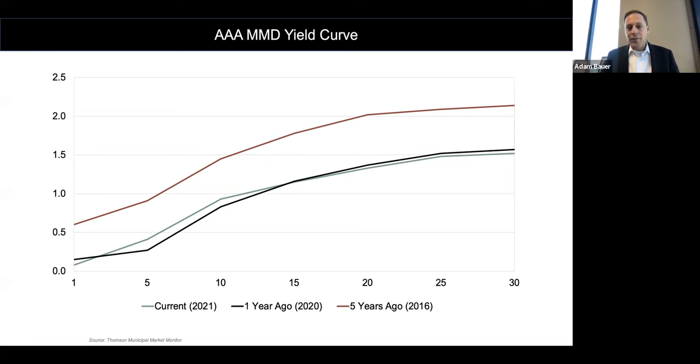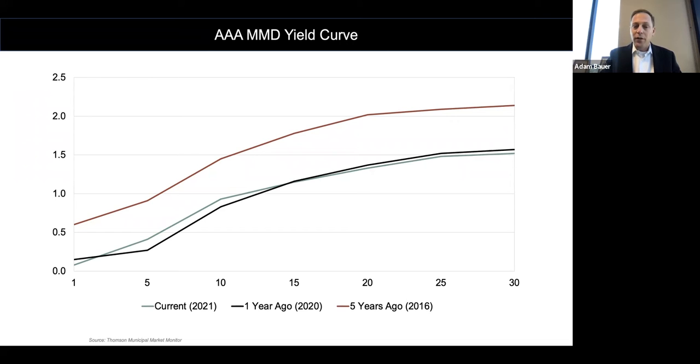One thing that I found interesting this week was if you look at the light green, which is current, the shorter end, other than that first maturity or two, are a little bit higher than they were in 2020. And then the longer maturities are a little bit lower. So while I've talked a lot about how flat the yield curve is, it does appear to be flatter than it was a year ago at this point in time.